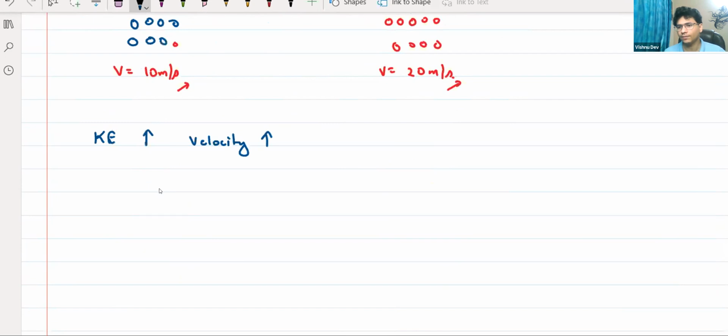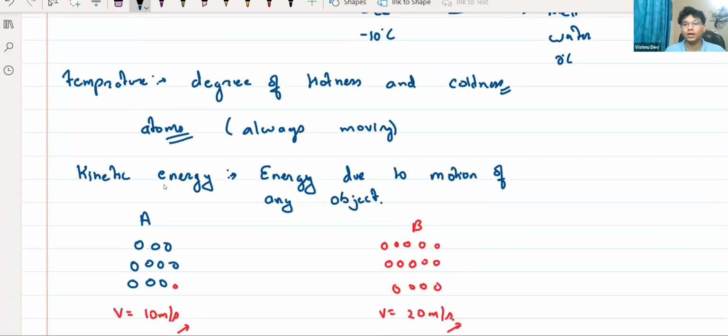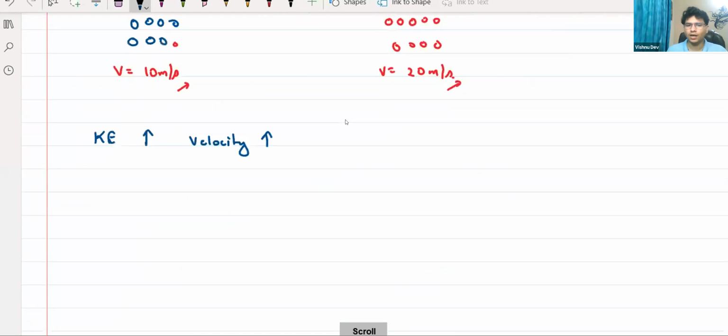Tell me, yes or no? Anyone have any doubt till this point? No, sir. Because instead of just giving you a definition, I'm telling you the basics. Okay, sir, I understood what kinetic energy is, and I understood what velocity is. But what does it have to do with temperature? What is the connection with temperature? Okay. So when you talk about temperature, the second definition of temperature.